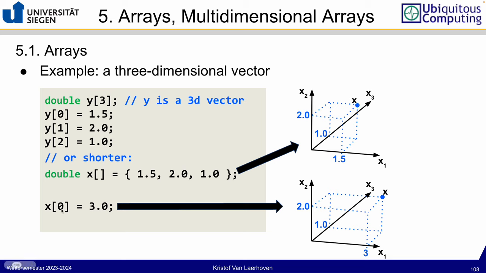And if we then change this vector, so that we take one component and instead of 1.5, we change this to 3.0, then this vector's appearance in 3D will definitely also change. Right? So this is how this array is a collection of variables that belong together. So that's one example, of which we will see many more today.